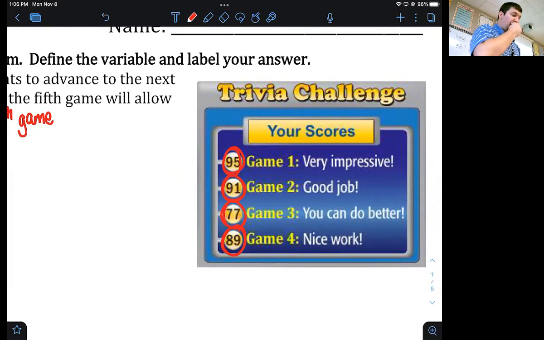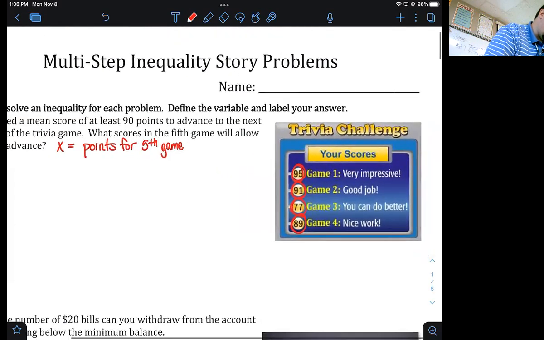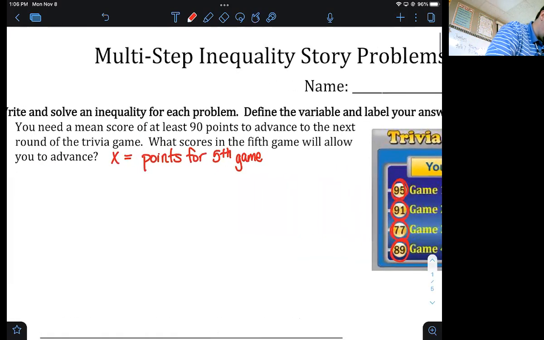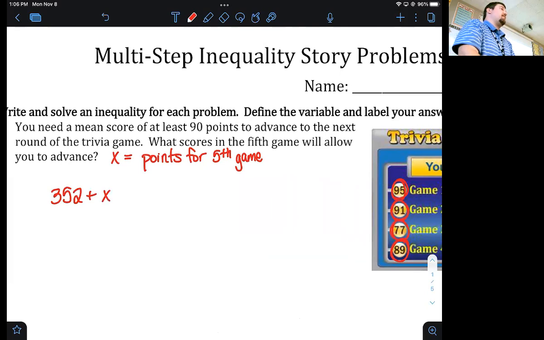Xander, you already have yours out. What do you get when you add those 4 scores together? 352. Someone double check that before we do the whole thing right or wrong. Okay, good. We're going to do the whole thing right then. 352 plus the points for our fifth game, all divided by what? 5, because there's 5 games.